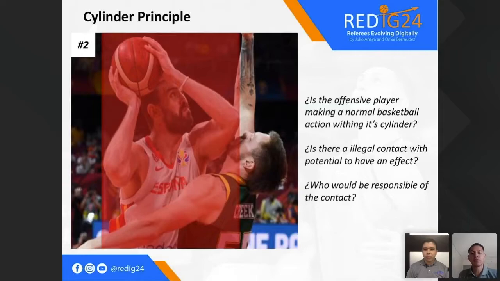Who will be responsible for this contact? The defensive player. The defensive player is responsible for this contact because he's getting too close. He's not giving any space to the offensive player to move freely on the court. Also, if you have any questions about this, you can type them in the chat.